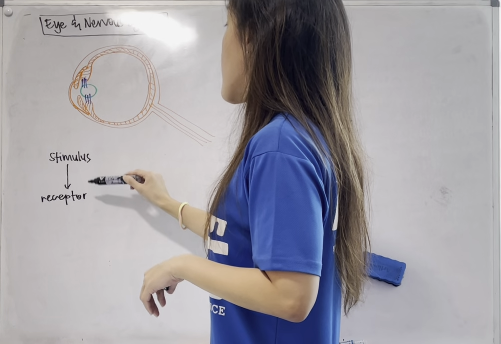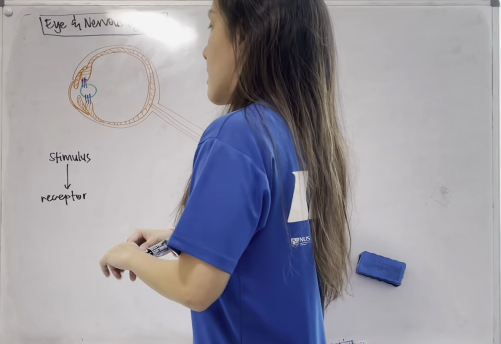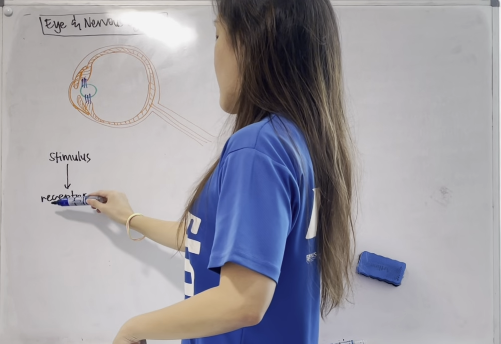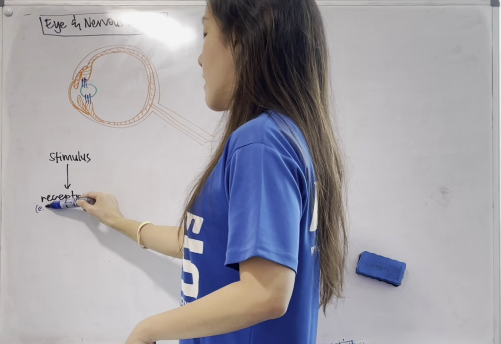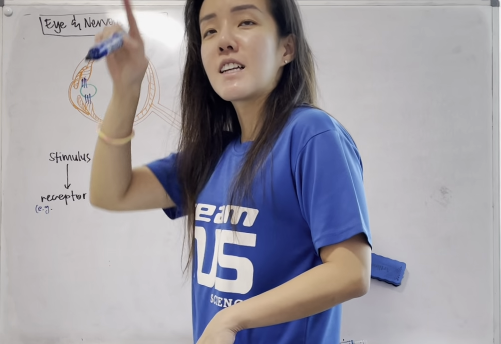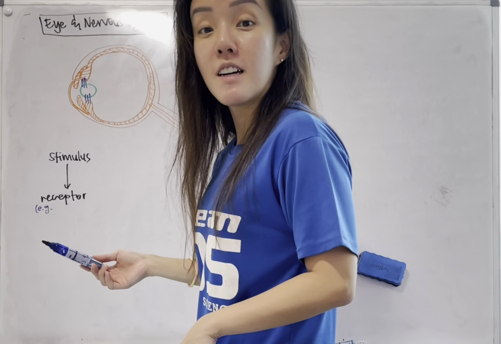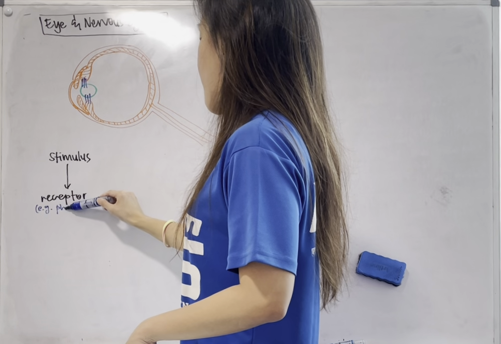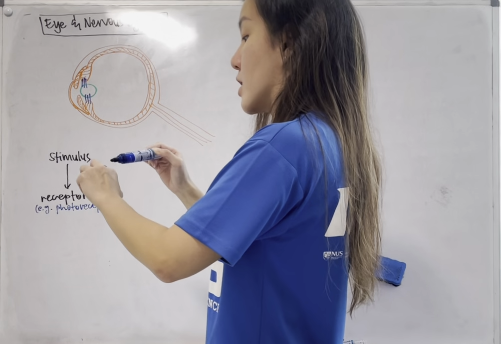For the receptor that is relevant to the eye, what's the receptor called? It's in the retina. What detects light? Photoreceptors. Yes, photoreceptors. So please remember, the photoreceptors of your retina will actually detect light.